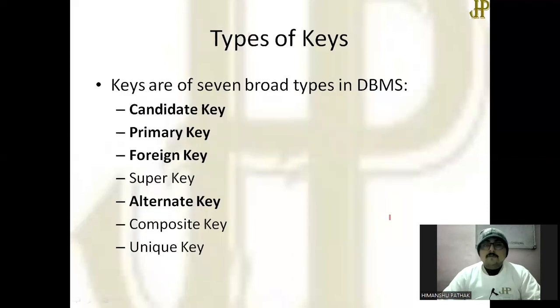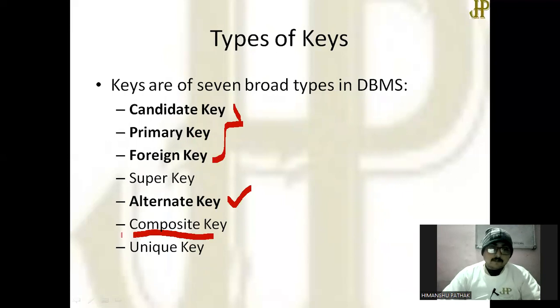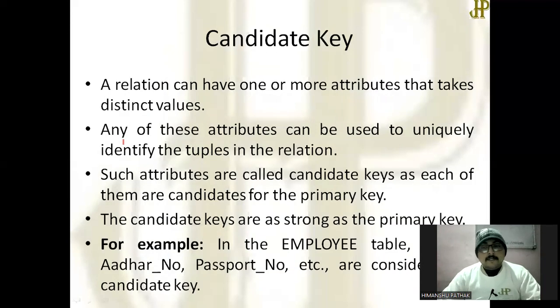So there are various types of keys such as candidate key, primary key, foreign key, super key, alternate key, composite key, unique key. But in your course, only 4 are to be considered. So I will discuss these 4 and one extra key, that is composite. Why? We will see later on. Don't worry, because it is related to primary. So let's start with the candidate key.